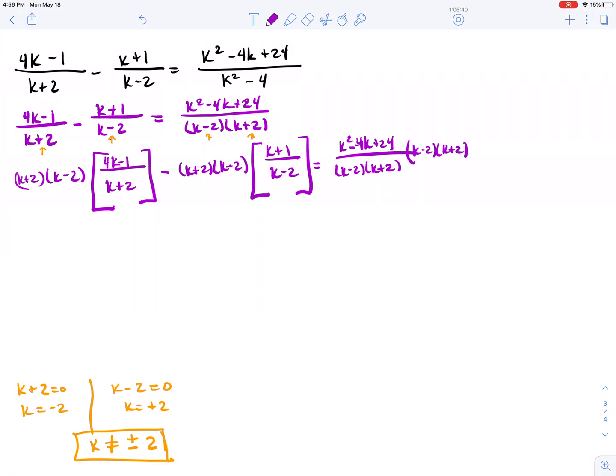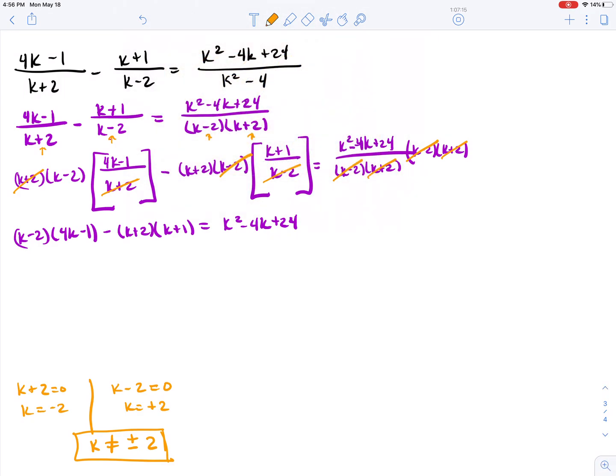k plus 2. Okay, now I can start getting rid of things that look the same. So k plus 2, k plus 2, k minus 2, k minus 2, k plus 2, k plus 2, k minus 2, k minus 2. That leaves me with k minus 2 times 4k minus 1 minus k plus 2 times k plus 1 equals k squared minus 4k plus 24.